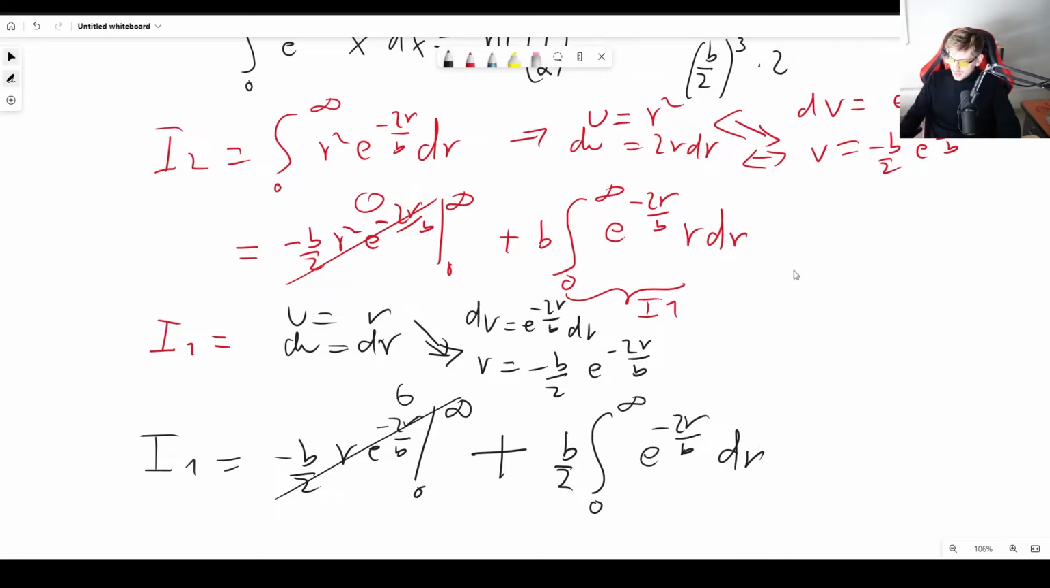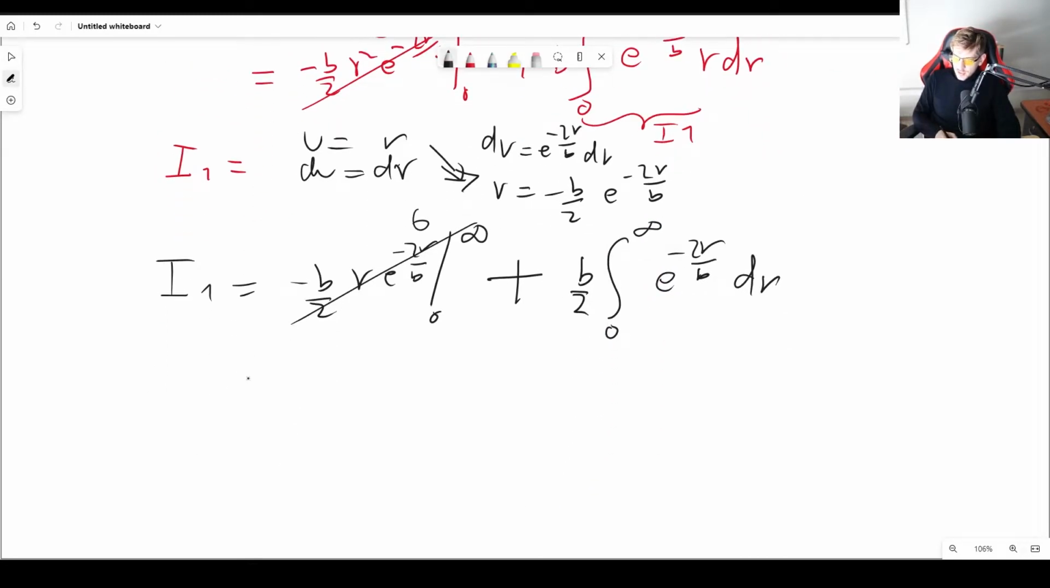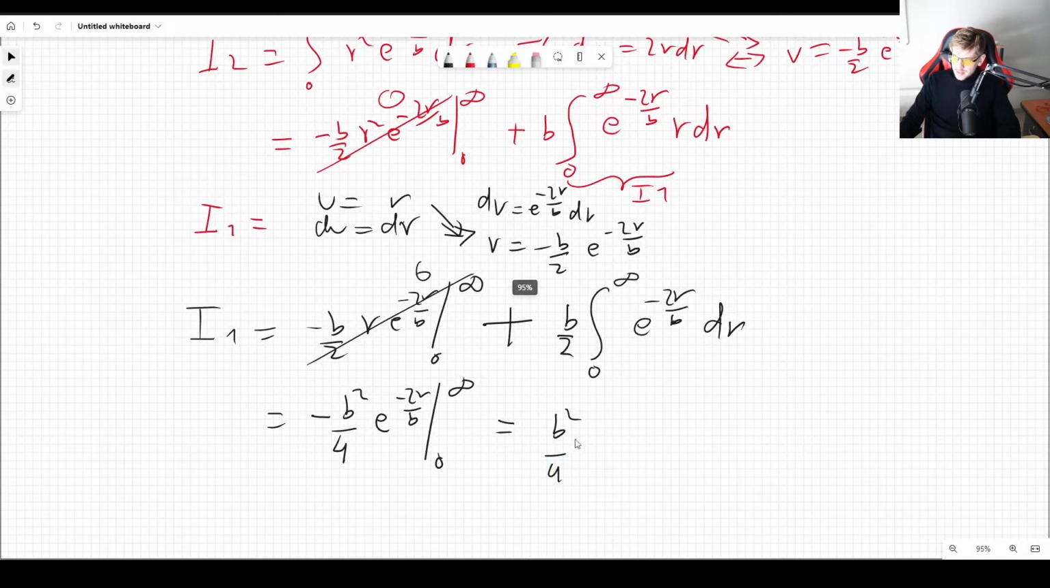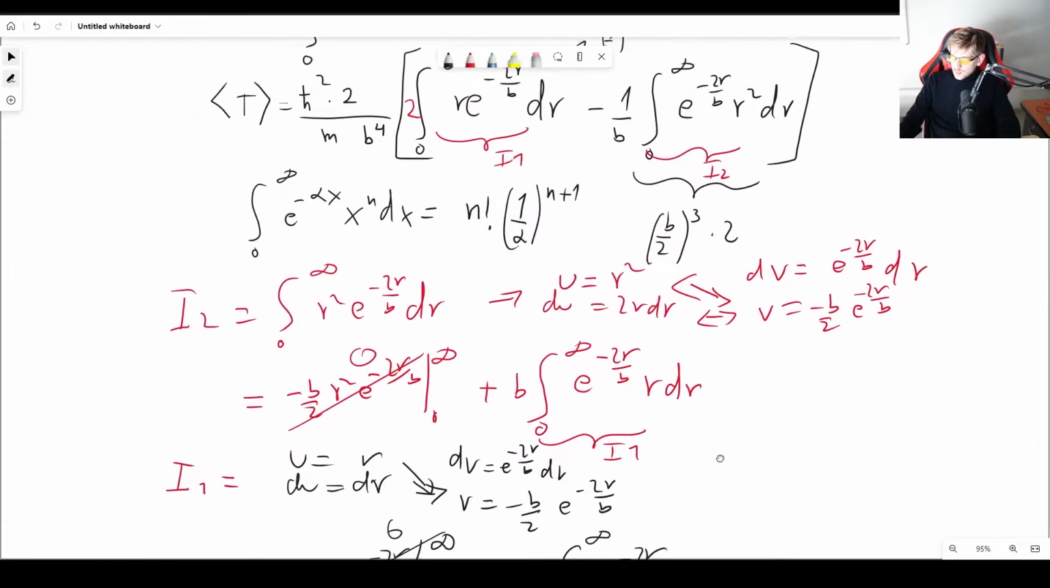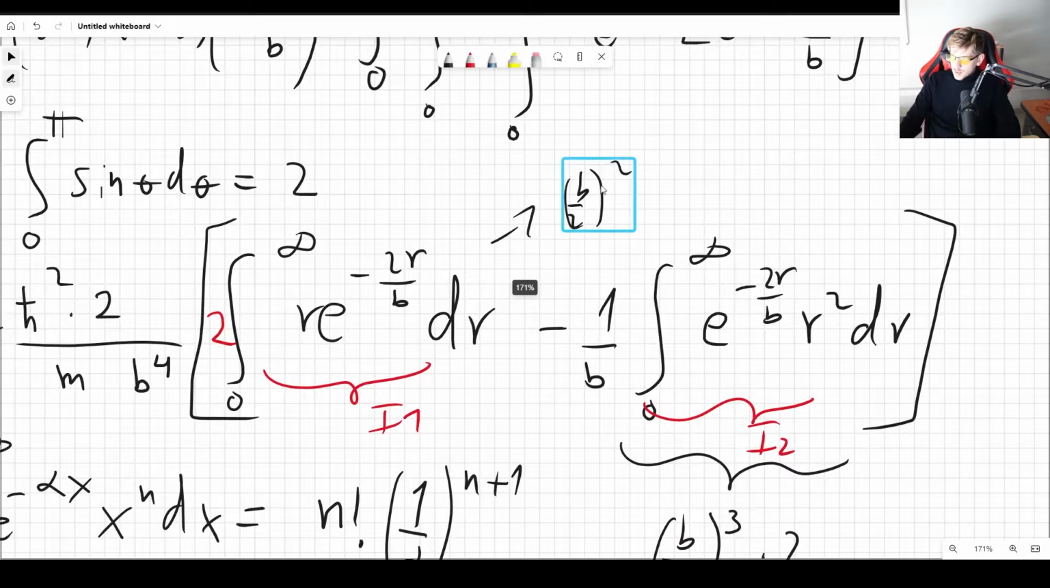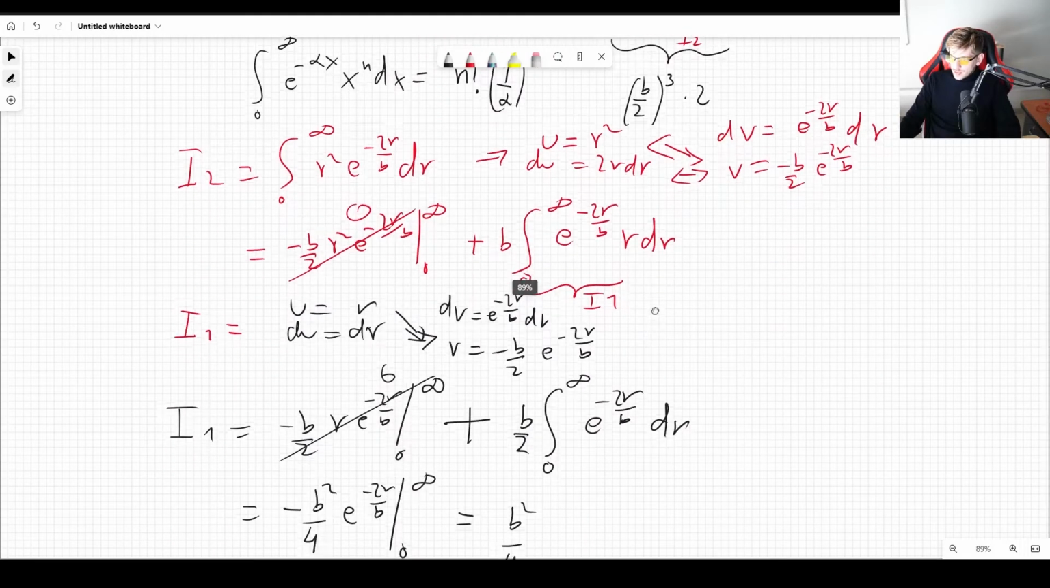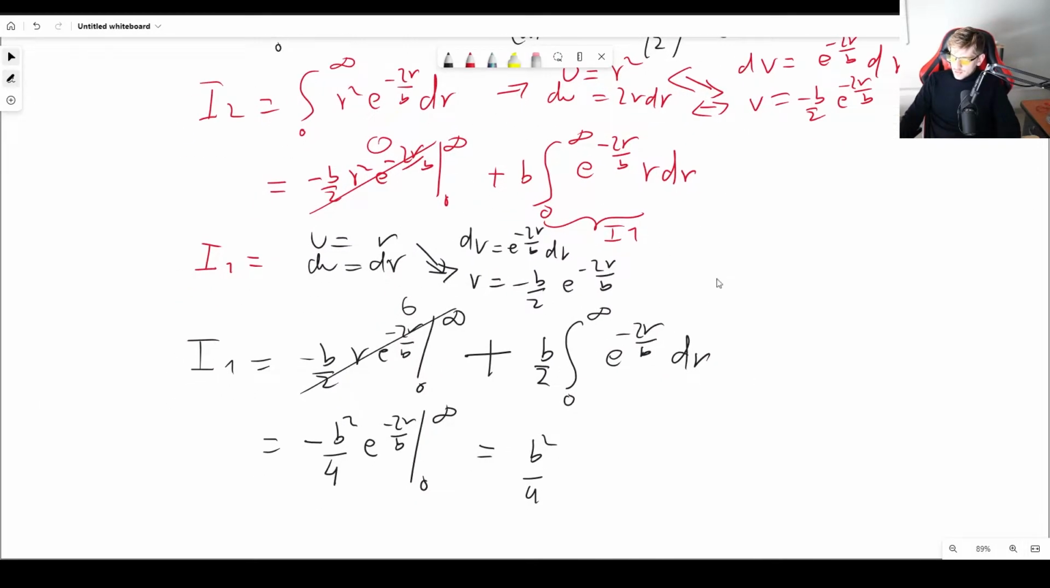Now this we can solve directly. You simply integrate it, so we get minus b squared over 4 e to the minus 2r over b between 0 and infinity. At infinity, it is 0. At 0, it is 1, but we get a minus, so we get b squared over 4. So that's our answer, and as you can see, that is exactly what we would have gotten here. And now we need to plug it into this other case, and we will end up getting the rest.